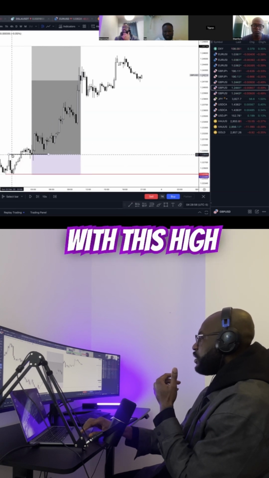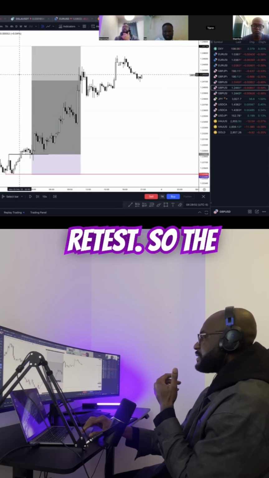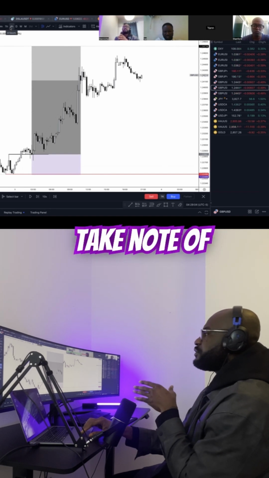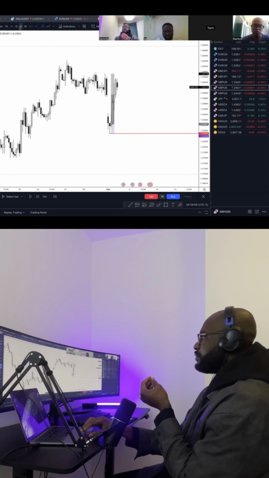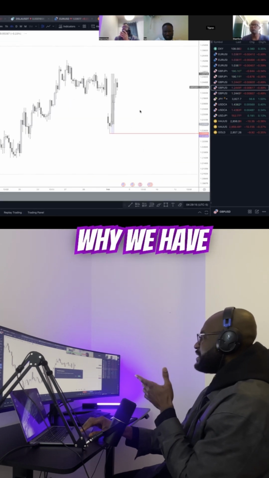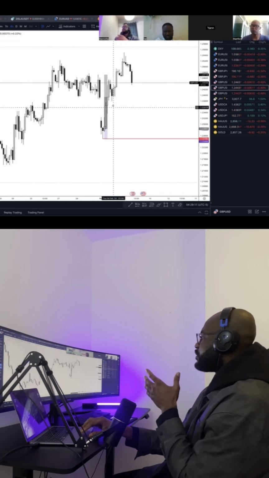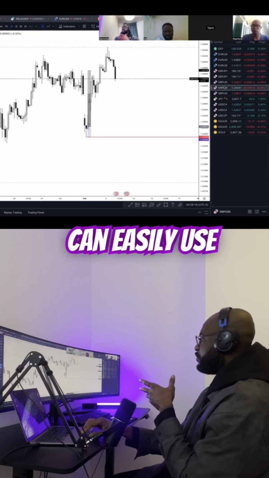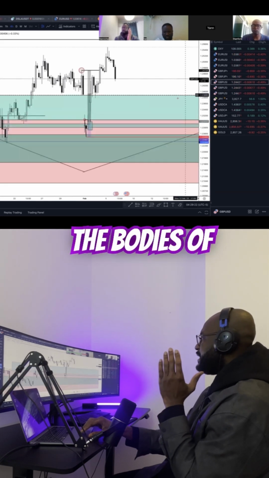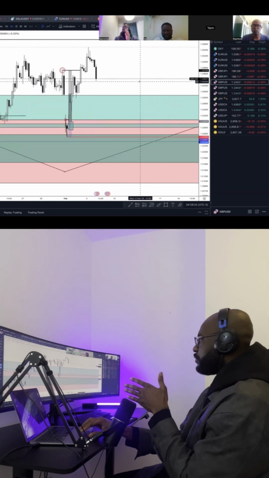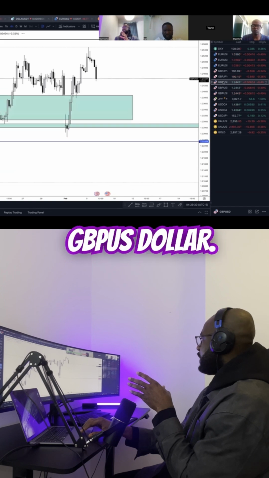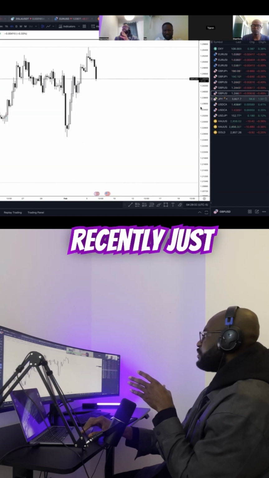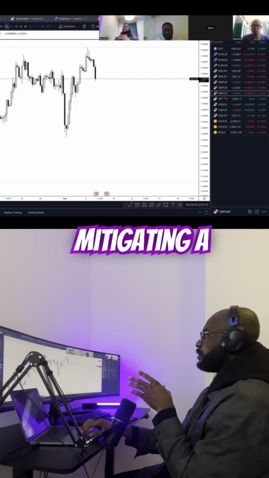So you should be working with this high that got broken as your retest. The one thing to take note of is this: when you cannot see what to use as your point of interest to get into a trade, that is the reason why we have the line charts. The line chart will make it a lot clearer for you. You can easily use the line charts to see the bodies of the candle, the closures, and everything. So right now, you can see that GBP/USD has just broken 1 hour structure after mitigating a weekly high.